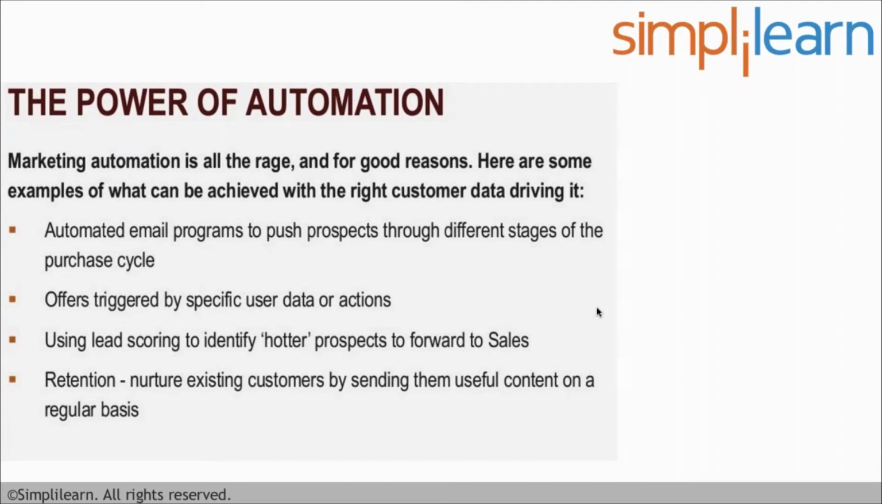So automated email campaigns are what marketing automation platforms help with in order to push prospects through different stages of the purchase cycle, right from the top of the funnel where the prospect is trying to know about various brands. He or she is in the awareness stage, then moves from the awareness stage to the decision-making stage, the evaluation stage, then to the purchase stage, and then from the purchase to the post-purchase, after-sales, and so forth. Also, offers and so forth are triggered by specific user data or actions.